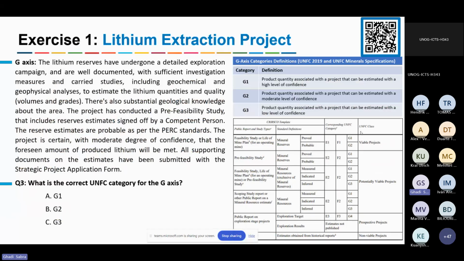G1, the quantities are estimated with a high level of confidence, G2, moderate levels, G3, low levels of confidence. And below that, we have the bridging table that Hendrik showed earlier in his presentation from the CRIRSCO template to UNFC. I'll give you a bit of time to read and process the question.